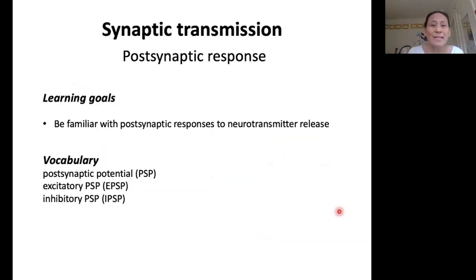Okay, so that basically wraps up our discussion of the response that we get in the postsynaptic cell during synaptic transmission. Here are your learning goals. Here's your vocabulary. See you in the next video.